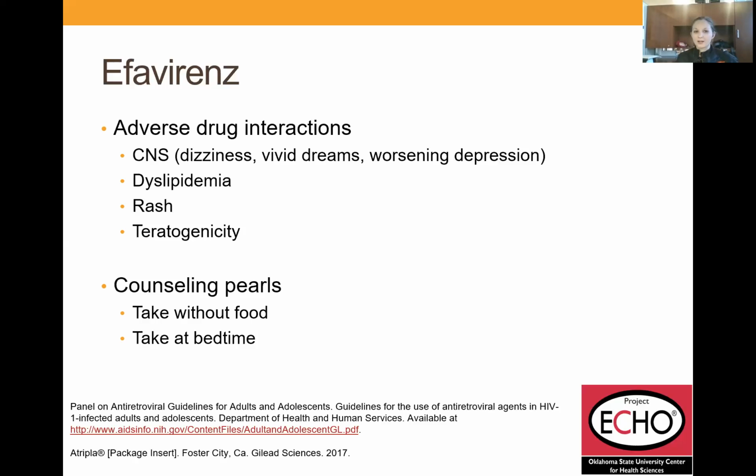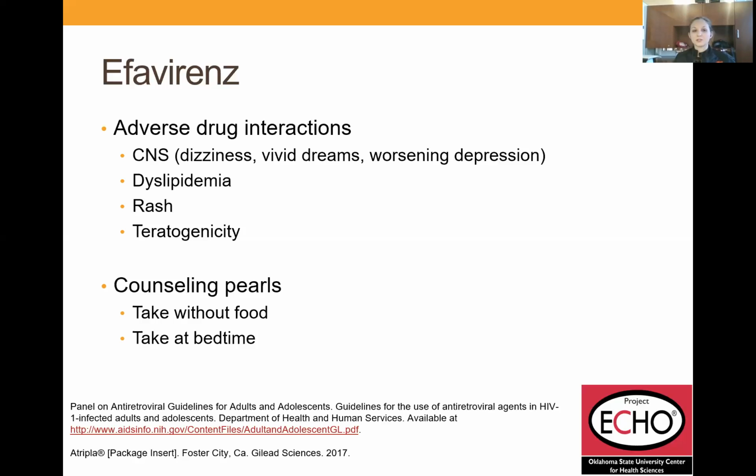You can see rash. Teratogenicity, so this was a big deal, especially when it first came out. In non-human primates, you saw neural tube defect issues within the first trimester. That has never been duplicated in humans. And so the guidelines actually do say that you can use it in women. But again, I probably would avoid it. And it's worth knowing about that there has been that risk associated with non-human primates.